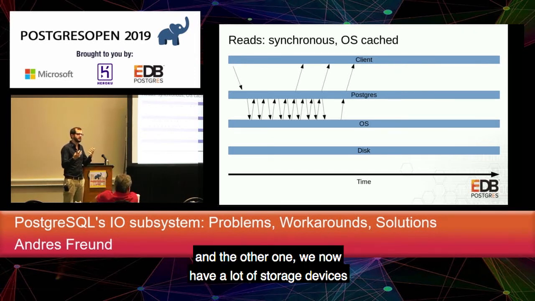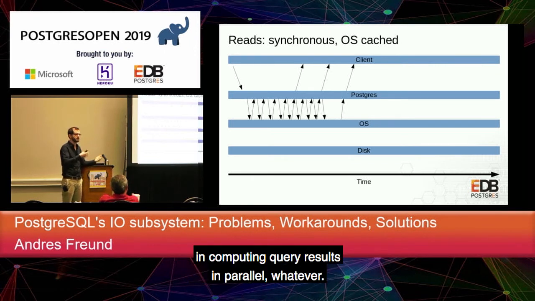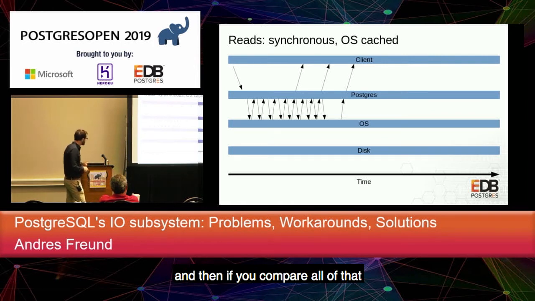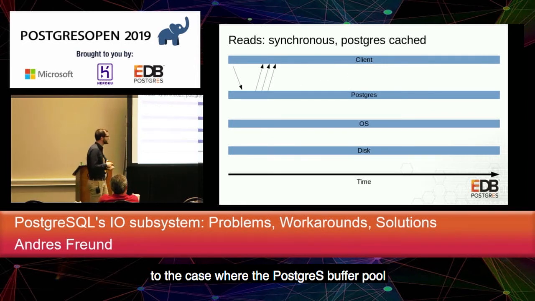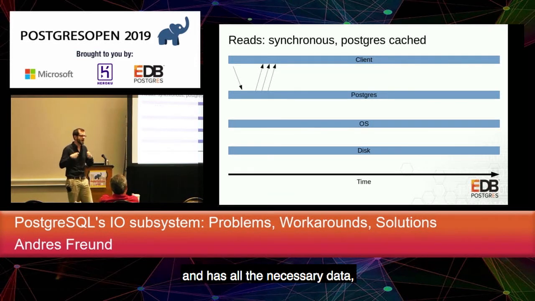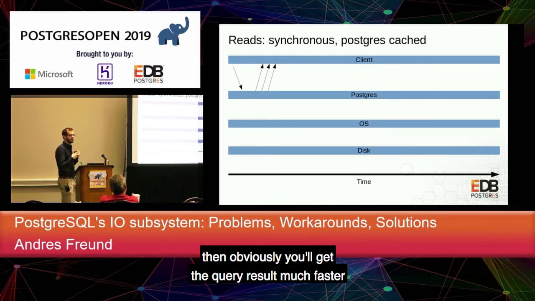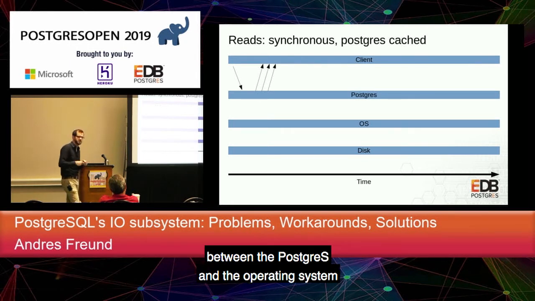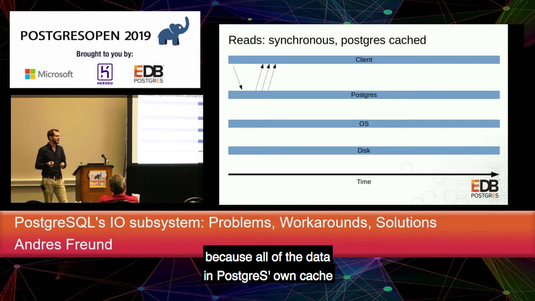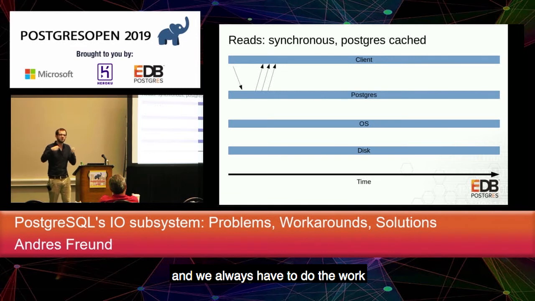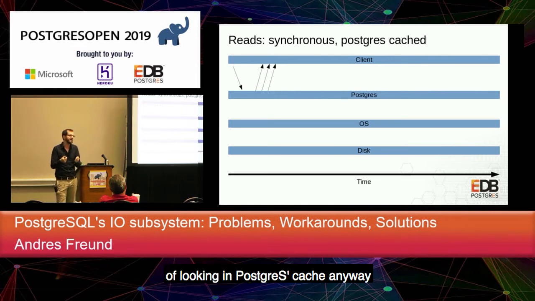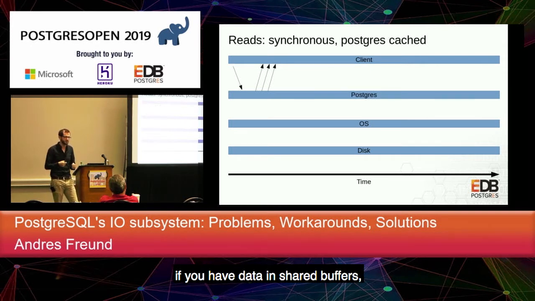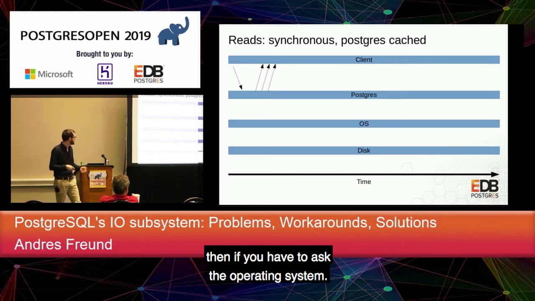And the other one is that we now have a lot of storage devices that are much more efficient at computing reads and writes in parallel. And then if you compare all of that to the case where the Postgres buffer pool is actually large enough and has all the necessary data, then obviously you'll get the query results much faster, because there's no need to go back and forth between Postgres and the operating system, because all of the data is in Postgres' own cache. And we always have to do the work of looking in Postgres' cache anyway. So it can, with few exceptions, not really ever be slower if you have data in shared buffers than if you have to ask the operating system.